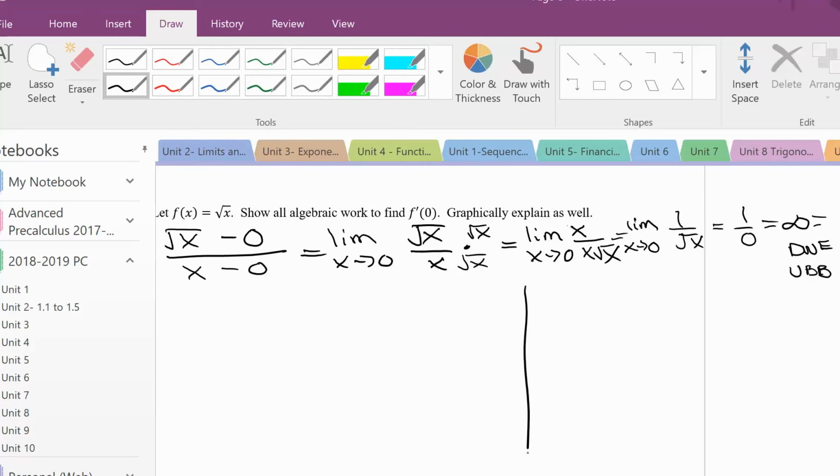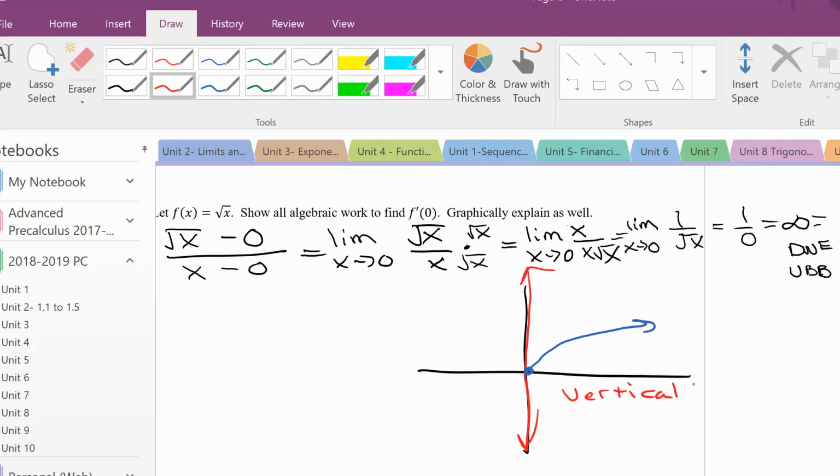So graphically, you have the square root function, right? And notice what kind of tangent line would you have? You would have a vertical tangent line. So that's what happens graphically. That's why the derivative does not exist at 0.